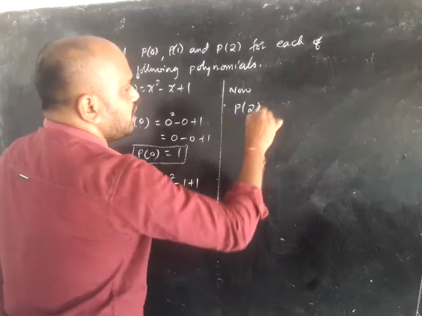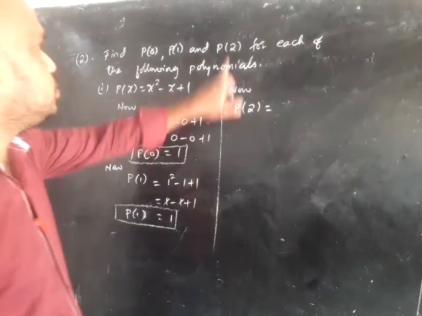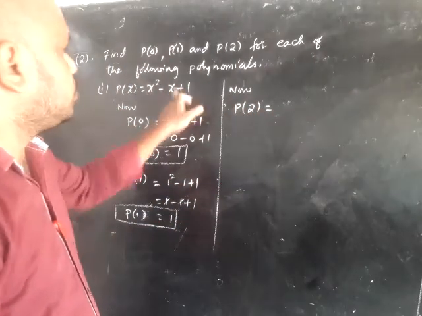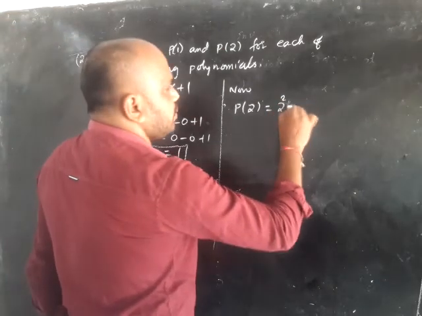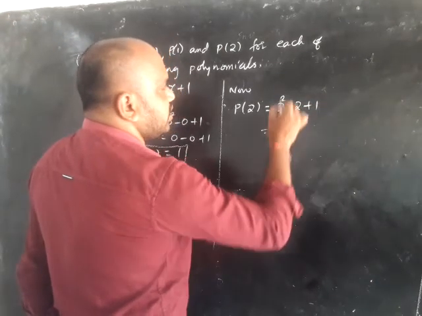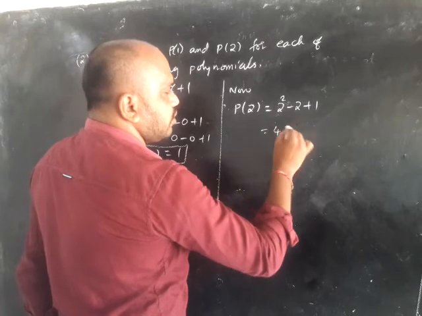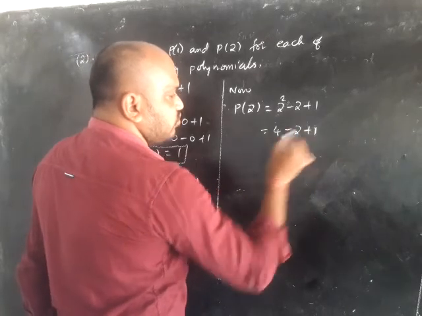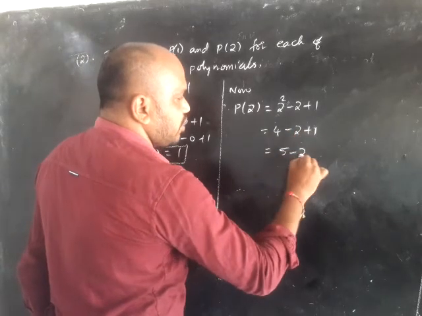P of 2. Nothing but in place of x, what you have to replace now? 2. So 2 square minus 2 plus 1. What is 2 square? 4 minus 2 plus 1. 4 plus 1 is 5. 5 minus 2 is 3.